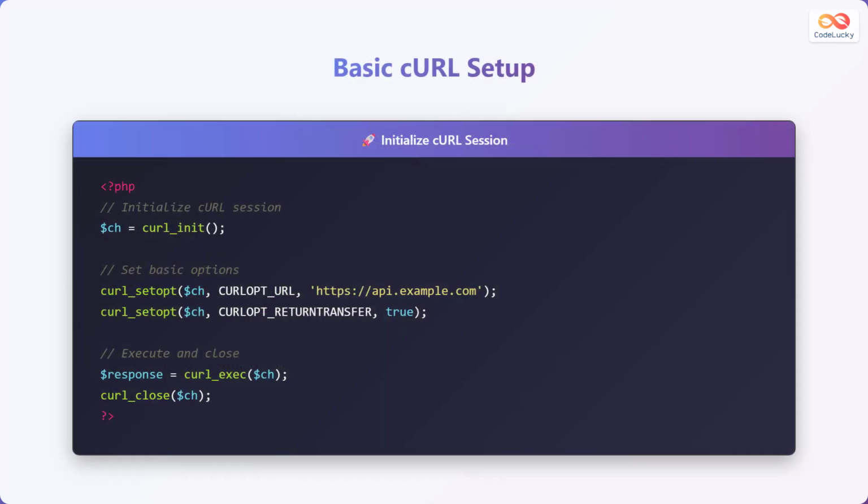Let's begin with a fundamental cURL setup in PHP. First, initialize a cURL session using the curl_init function, which returns a cURL resource. Then set essential options such as the URL to which you want to make the request, using curl_setopt function along with CURLOPT_URL. Also set CURLOPT_RETURNTRANSFER to true. This tells cURL to return the response as a string instead of directly outputting it.